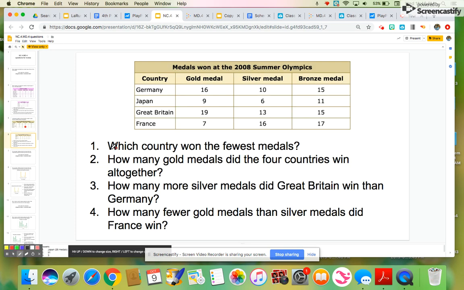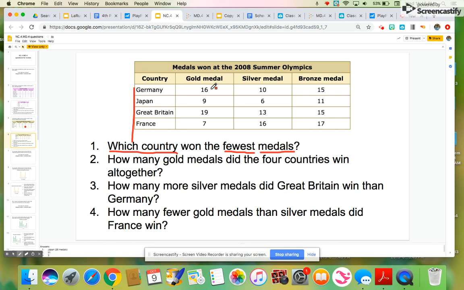So question number 1 says, which country, so we know I'm answering with one of those 4 choices, won the fewest medals? So again, we've got medals. It doesn't say gold, silver, or bronze. It says medals. So we've got to add up and get a total for each country so that we can figure out which one won the fewest.